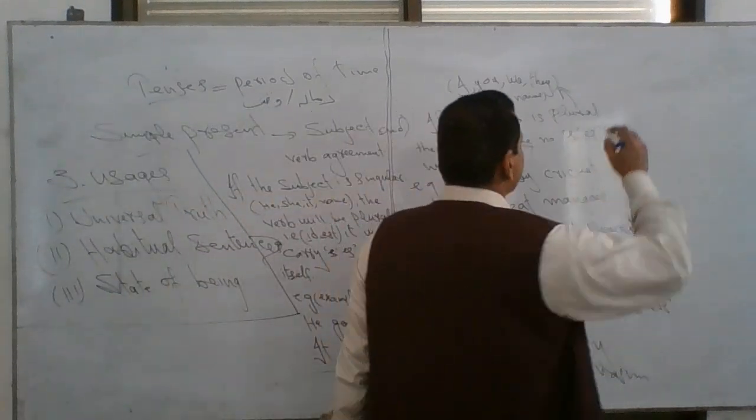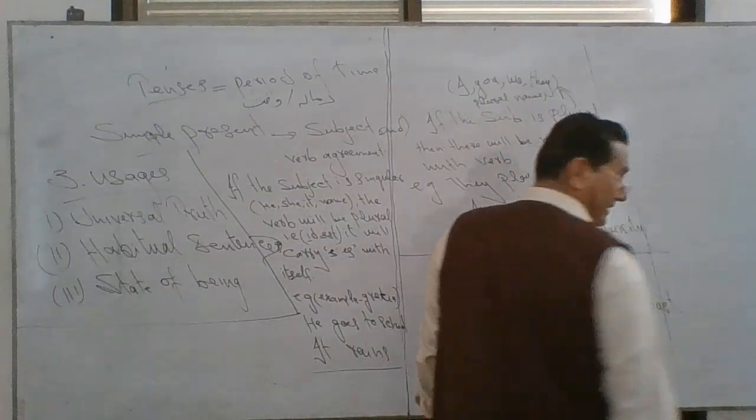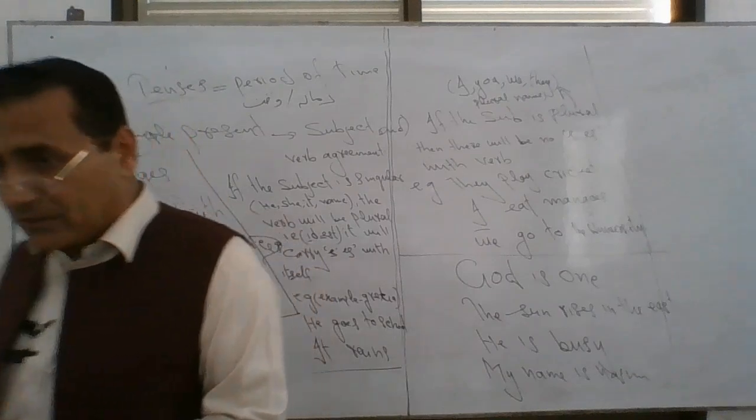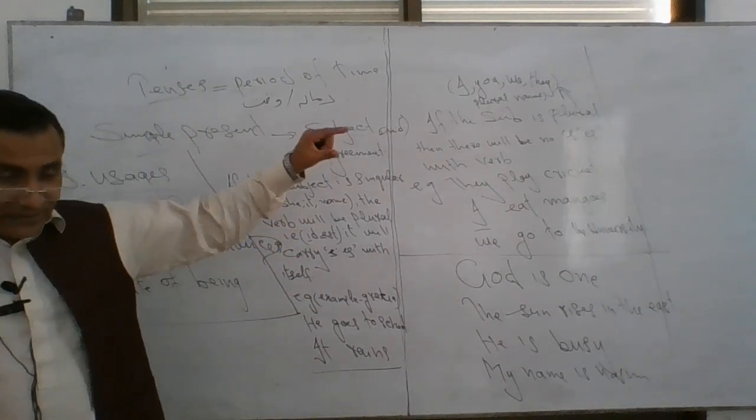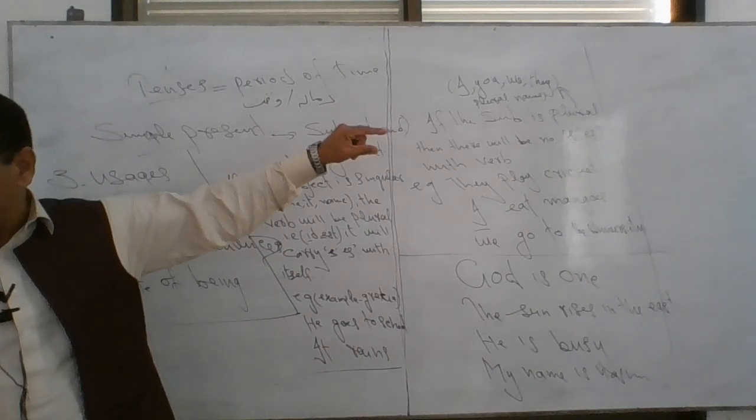So now the same thing I told you. If the subject is singular, you have to use does with it. And why do we use does? Because there is already S or ES with the verb.